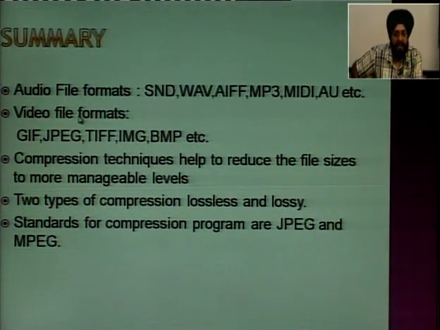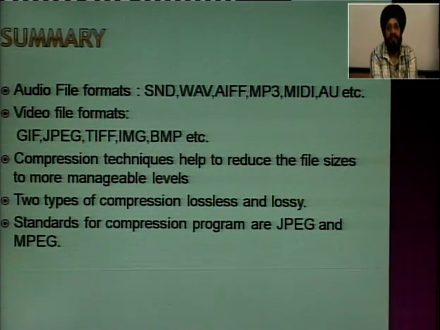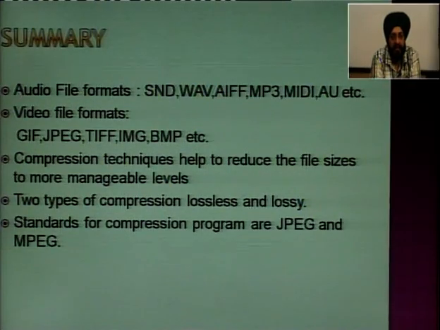In this discussion we have covered audio file formats such as WAV, AIFF, MP3, MIDI and AU, and video and image file formats such as GIF, JPEG, TIFF, IMG, BMP and MPEG. The compression techniques were discussed in detail, which help to reduce file size to more manageable levels. There are two types of compression, lossless and lossy, and we have also seen spatial and temporal, that is MPEG concepts, used for compression of programs for continuous viewing by the audience.